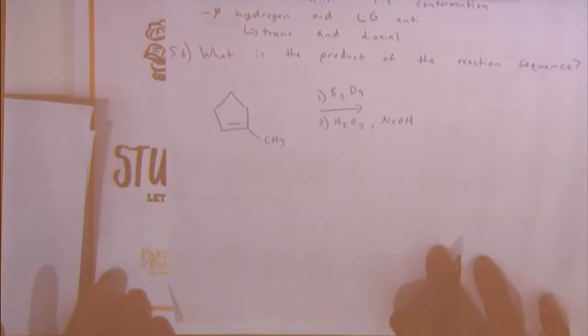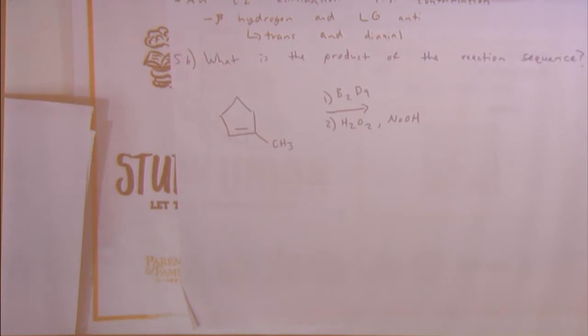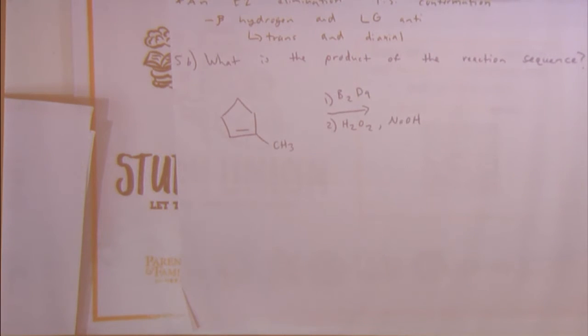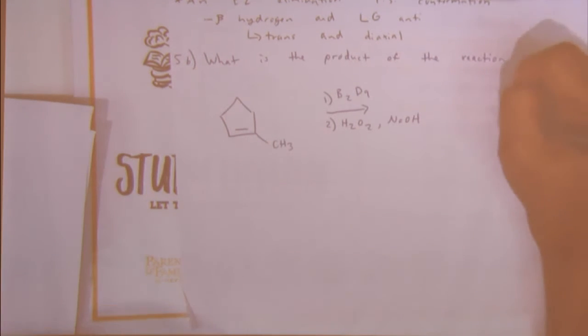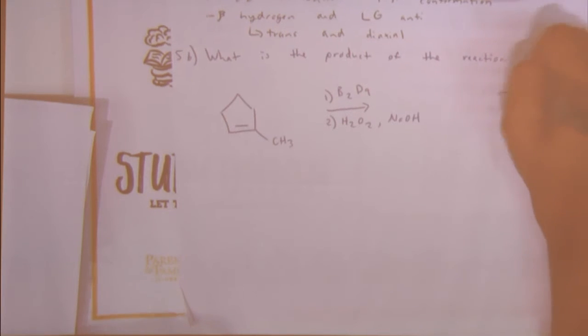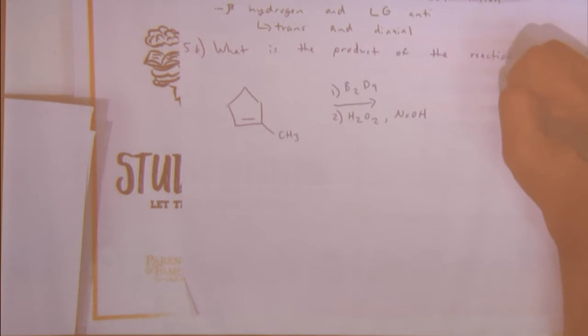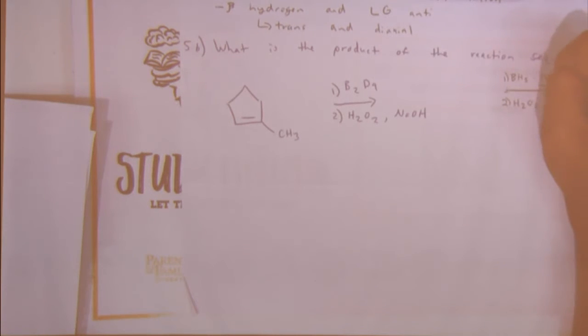So then, down here, this is asking what is the product of the reaction sequence, and once again, we're using deuterium in place of hydrogen. Immediately, you should probably recognize that this is a hydroboration oxidation, because it looks very similar to the reagents we would be using in a hydroboration oxidation, which usually are BH3, THF, then H2O2, and NaOH.